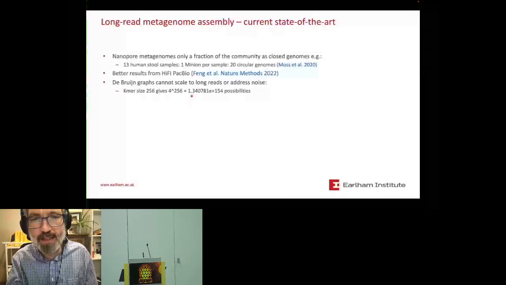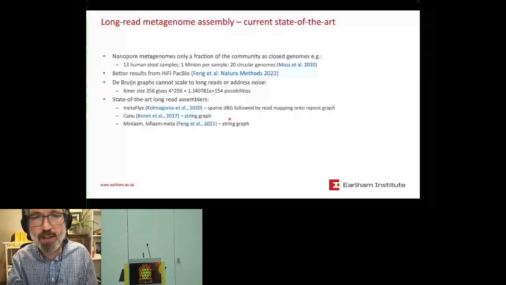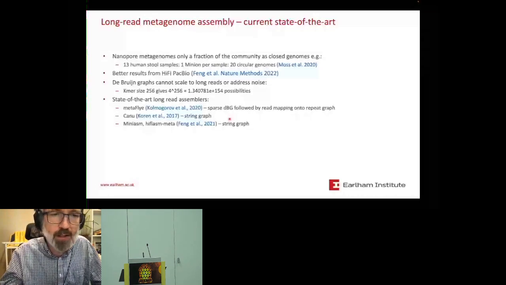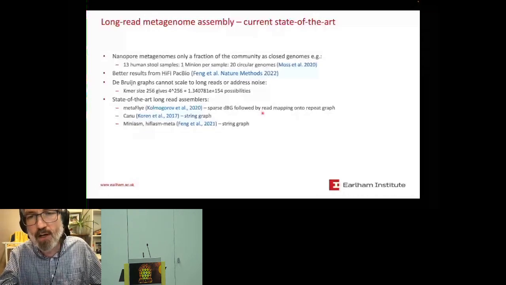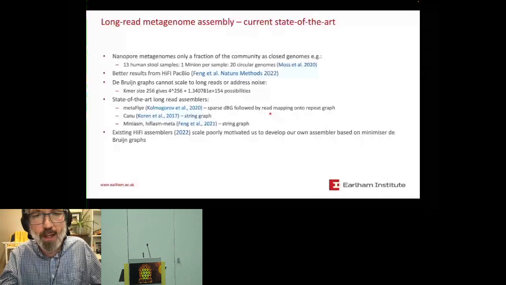So most of the state-of-the-art long-read assemblers are using some form of string graph. That would be like Canu or hifiasm-meta, which is a derivative of the miniasm algorithm. metaFlye, which I have to admit I don't understand fully, is using a combination of de Bruijn graphs followed by a repeat graph and read mapping. So I think they're using a sparse de Bruijn graph where you subsample k-mers to do an initial assembly to get small contigs, and then they're improving on that with their repeat graphs.